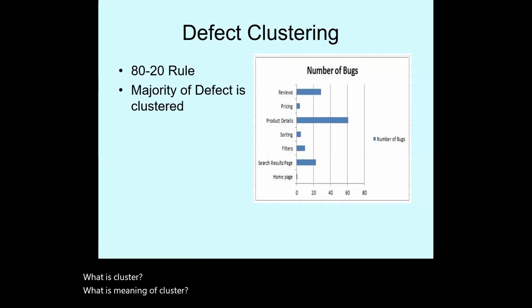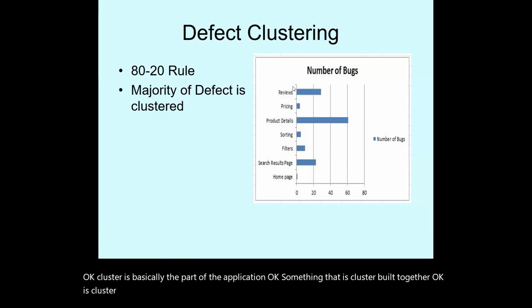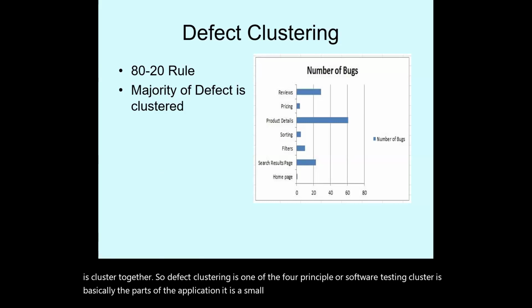Okay, a cluster is basically a part of the application. It is something that is clustered, glued together. Defect clustering is one of the principles of software testing. A cluster is a small group, so your defects are clustered in a few parts of the application.